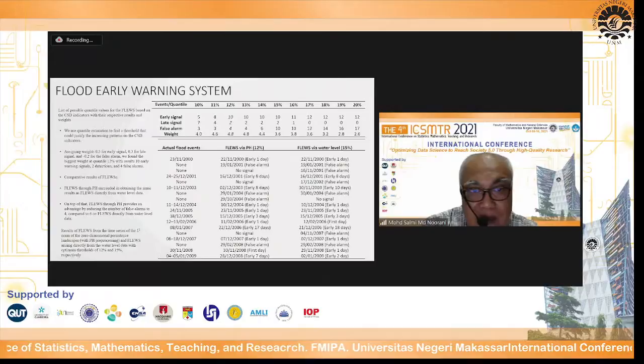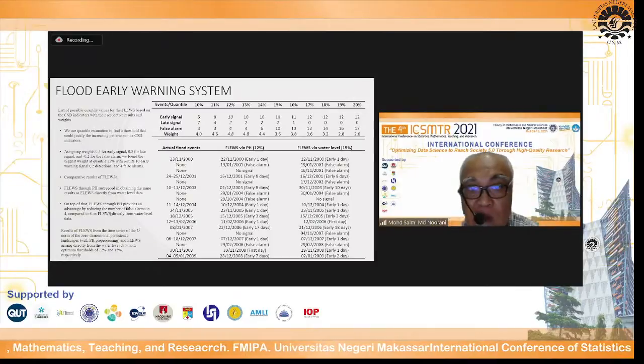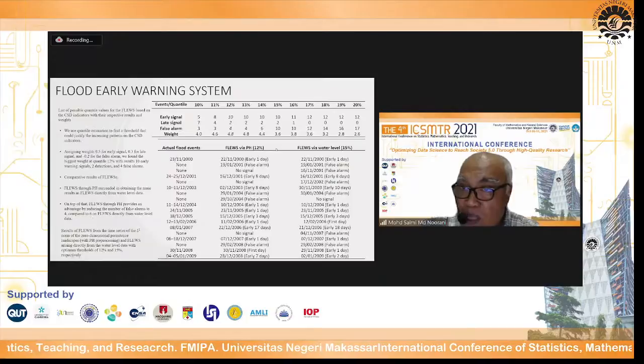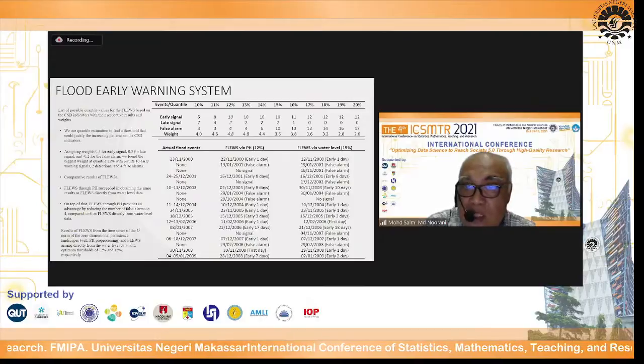To summarize, a flood early warning system through persistent homology provides an advantage by reducing the number of false alarms to 4 compared to 6. So when we use persistent homology, we reduce the false alarms from 6 to 4. The number of false alarms has been reduced using persistent homology as compared to without persistent homology.